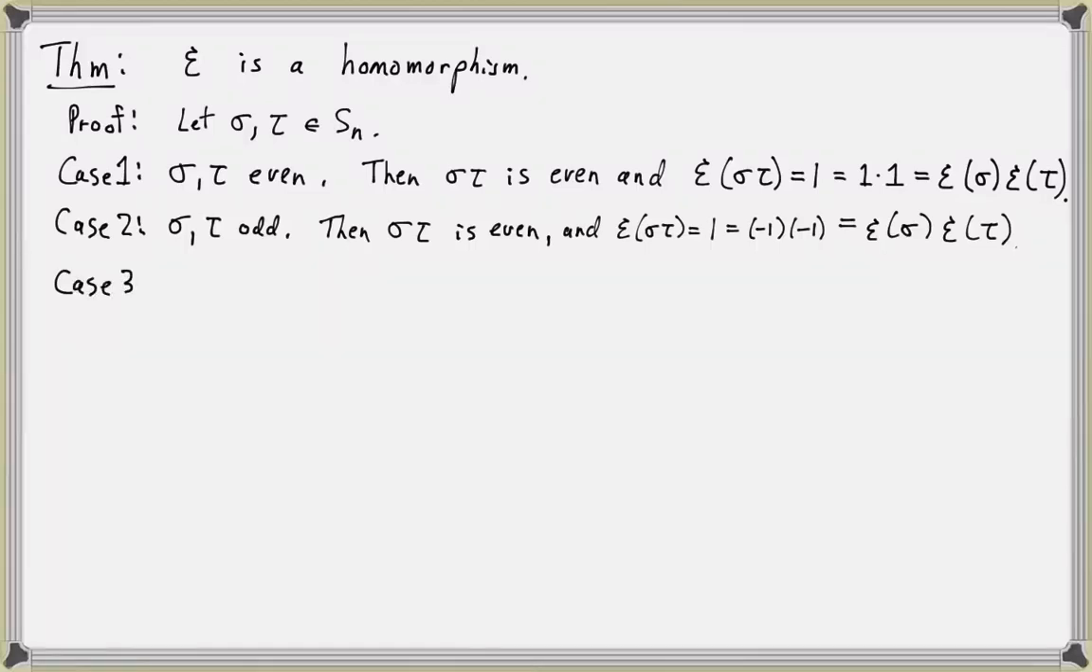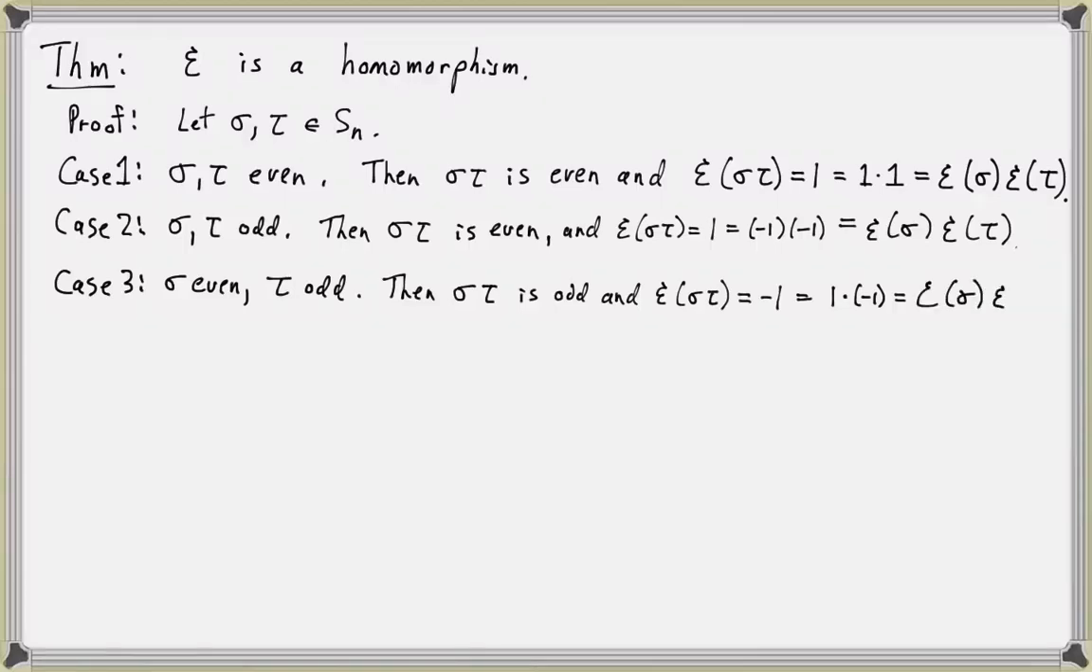Case 3 and 4 are really the same. What if sigma was even and tau was odd. So if we have one of them is even, one of them is odd, then sigma tau would have an odd number of transpositions in its product. So sigma tau is odd, and epsilon of sigma tau would equal negative 1, but I can write this as 1 times negative 1, and that would equal epsilon of sigma times epsilon of tau. And finally, the case 4, sigma odd, tau even. This is similar to case 3.